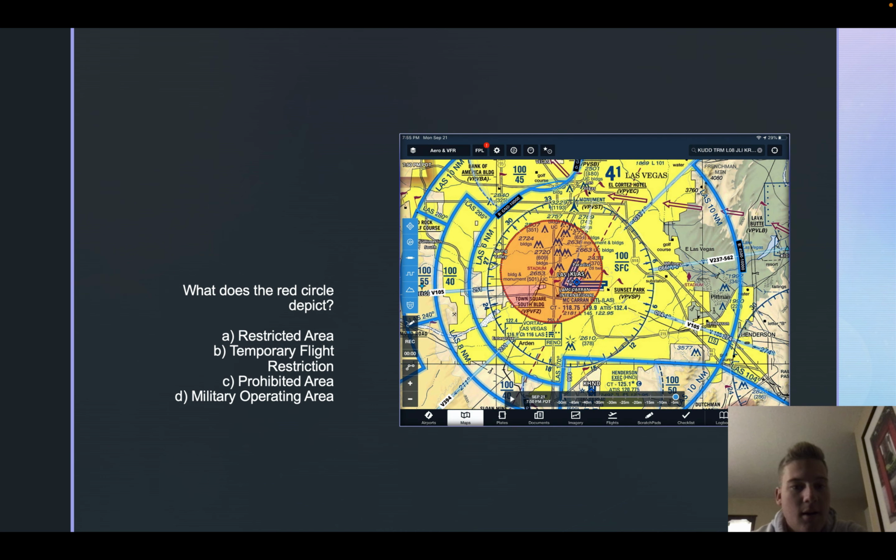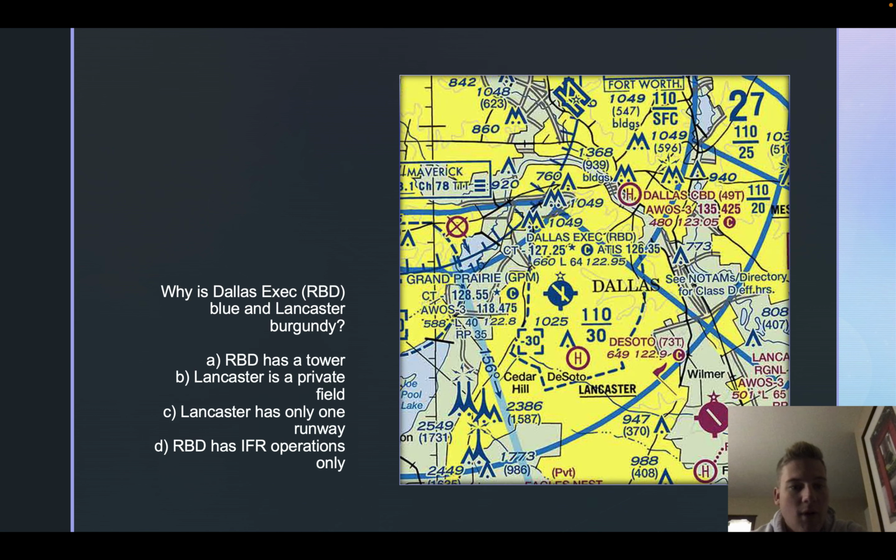Over here we see this airspace, and then we see a red circle there. Is that restricted area, TFR, prohibited area, or an MOA? And then on our last question here, we see two airports focused, Dallas Exec and Lancaster. We're asking why Dallas Exec is blue and why Lancaster is burgundy. The answer choices are: RBD has a tower, Lancaster is a private field, Lancaster only has one runway, and RBD has IFR operations only.